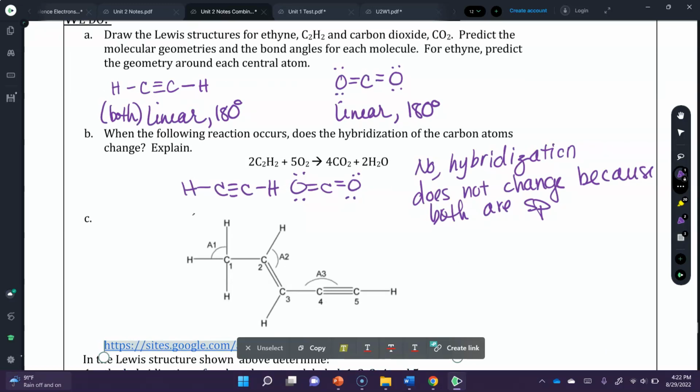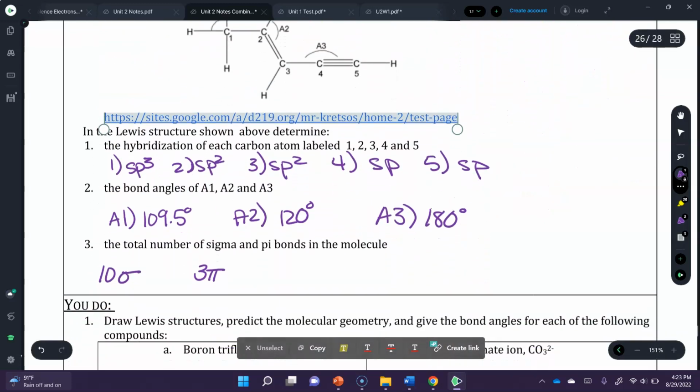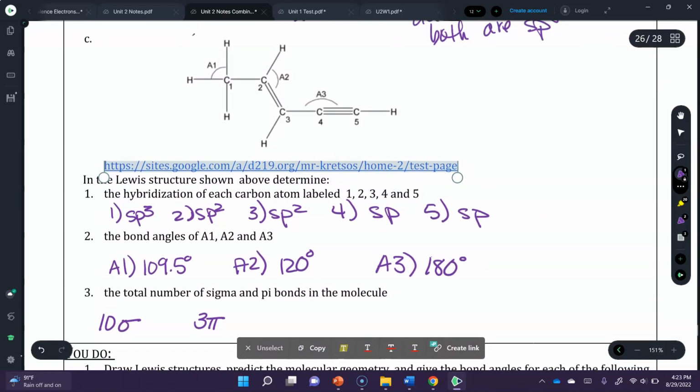Okay, so for the first one, we should see that we have linear for both of these with a bond angle of 180 degrees. We then can use that for B and see that both of these are sp hybridized, so the hybridization does not change, and we get that from the Lewis structures. Then for C, we're going to use this molecule to answer the questions. So looking at the hybridizations, we see that carbon 1 has 4 bonds, so that is sp3 hybridized. 2 is sp2 hybridized, 3 is sp2 hybridized, and then 4 and 5 are both sp hybridized.